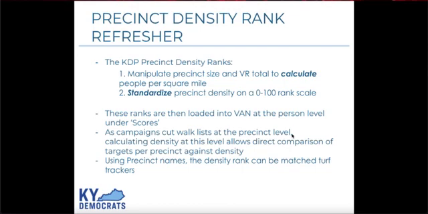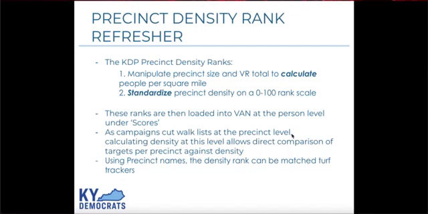So with our density ranks, or precinct density ranks, we're manipulating the precinct size and the voter registration total to calculate people per square mile. From that, we're standardizing the precinct density on a 0 to 100 scale. That way, the 3,000 precincts aren't ranked 1 to 3,000 something. They're just on a 0, meaning least dense, to 100, meaning most dense, to help put that into a scale that folks are already familiar with thanks to scores.